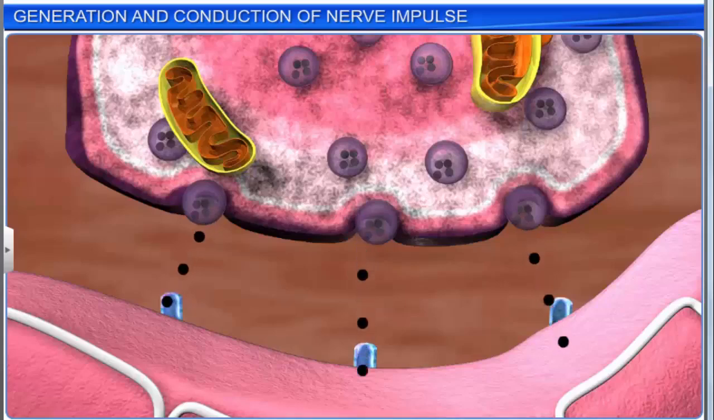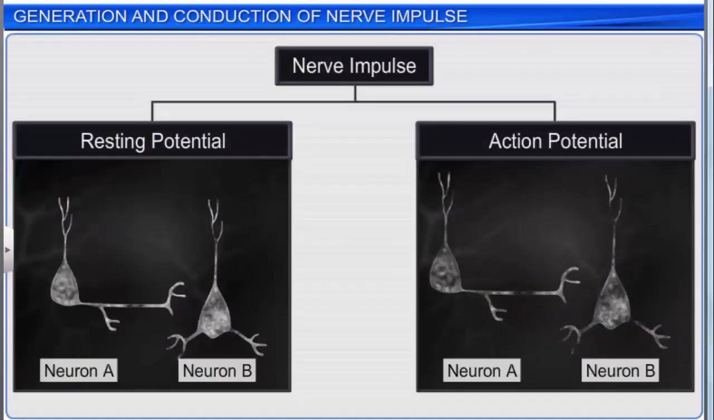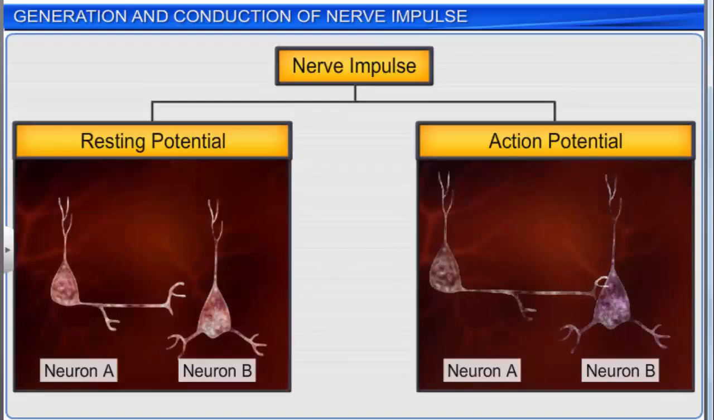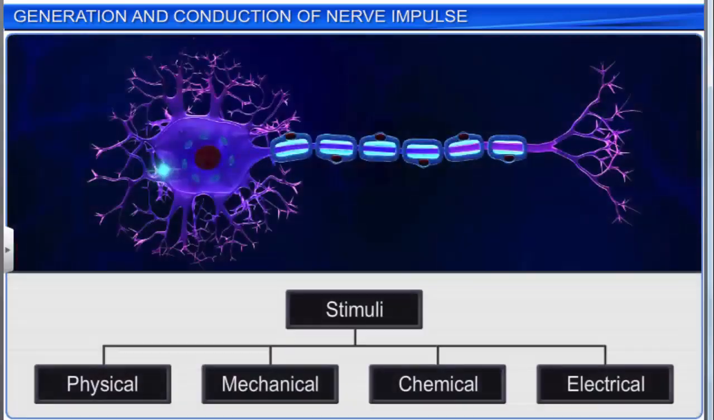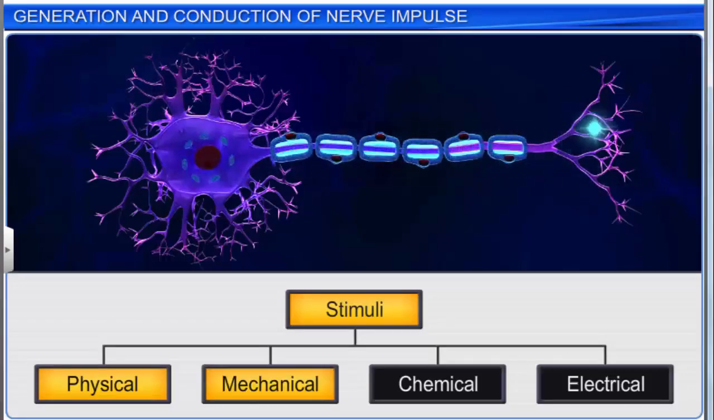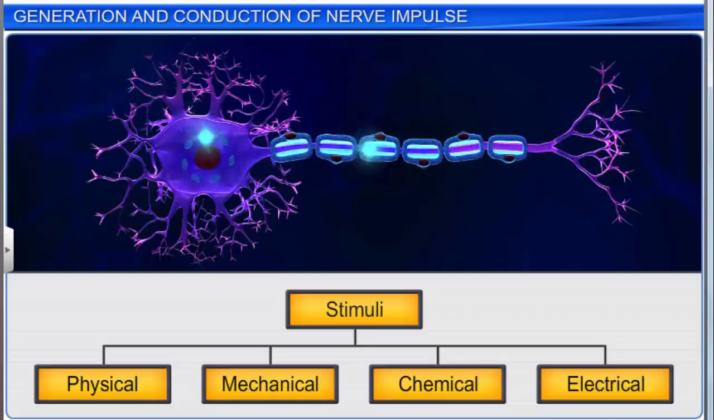The nerve impulse is the sum of mechanical, chemical and electrical disturbances created by a stimulus in a neuron. The conduction of the nerve impulse can be divided into two main phases: resting membrane potential and action membrane potential. Neurons are excitable cells. They may be stimulated by physical, mechanical, chemical or electrical stimuli.